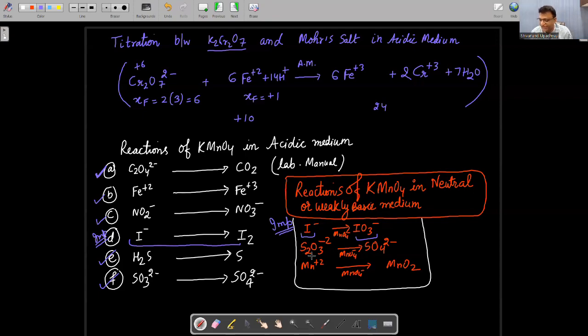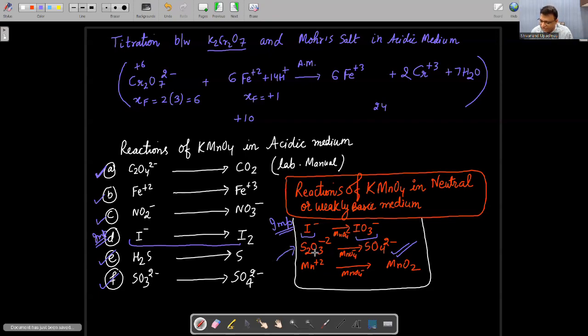Why are we discussing thiosulfate ion? Because we have studied so many times that whenever iodine is liberated, thiosulfate ion is converted into S4O6 2-, the tetrathionate ion. And there we have calculated so many times that the X factor of thiosulfate ion is equal to 1. But here it is not reacting with iodine. It is reacting with KMnO4. And KMnO4 will oxidize it in neutral or weakly basic medium. It is converted into sulfate ion. So be careful. In JEE Advanced, this question was there.